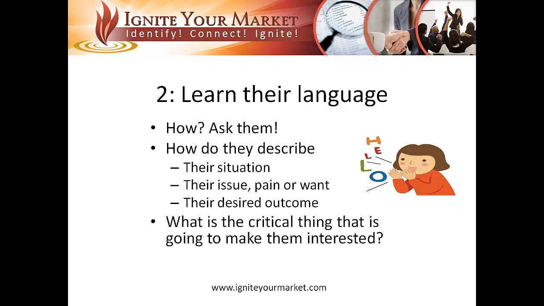What is the critical thing that is going to make them interested? In that case of Sam and Joyce, the critical thing could be that you're going to be able to make it through your life, you've planned, and you can still do the things that you want to do. You're going to have a sense of relief.